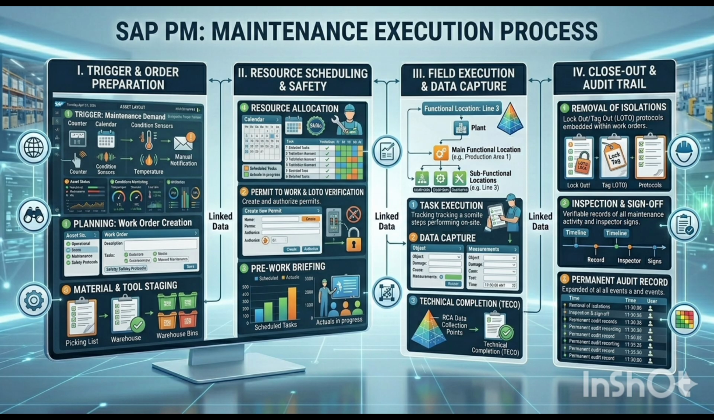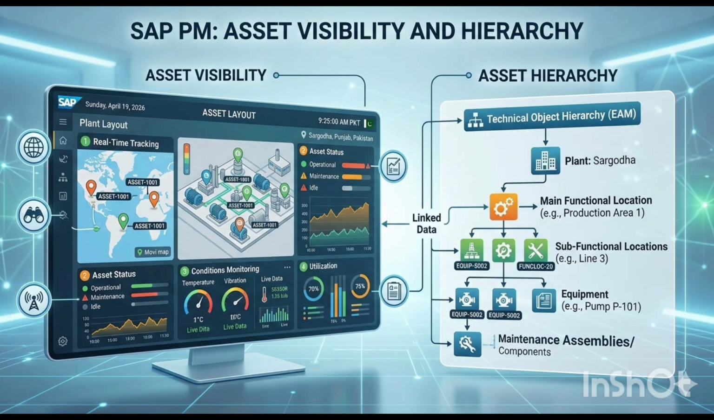So next we will move to asset visibility and hierarchy. It shows the contrast real-time asset tracking with the logical data structure. A digital dashboard tracking real-time asset status, operational, maintenance or idle, and condition monitoring data like temperature and vibration is asset visibility. Asset hierarchy shows the technical object hierarchy, EAM. It begins at the plant level and drills down through functional locations to individual equipment and specific maintenance assemblies.